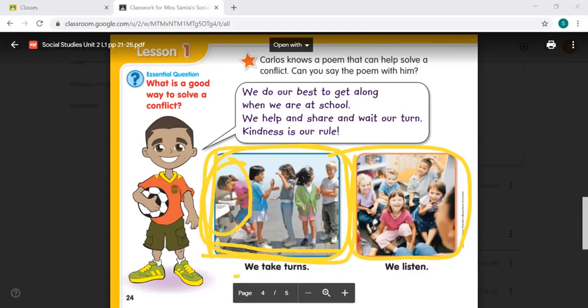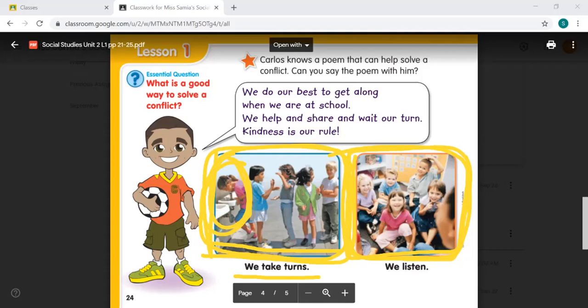So here it says we take turns. Are they pushing each other out of the way, saying, no, it's my turn, no, it's my turn? Are they arguing here? No, they're waiting in line patiently until this young girl drinks. And when she is finished, they will take a turn and the next person will get a turn to drink.